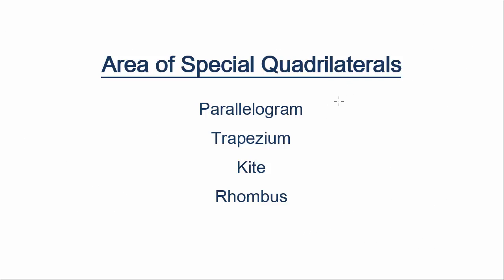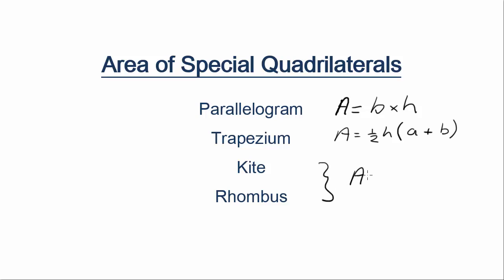And now, just in summary to finish up, we've applied the formula for the area of a parallelogram, and remember, area of a parallelogram is given by the base multiplied by the perpendicular height. The area for the trapezium was half of the perpendicular height multiplied by the sum of the top and the bottom, which are the two parallel sides in the trapezium, and both the kite and the rhombus had the same formula. The area of those was given by half of the product of the diagonals.